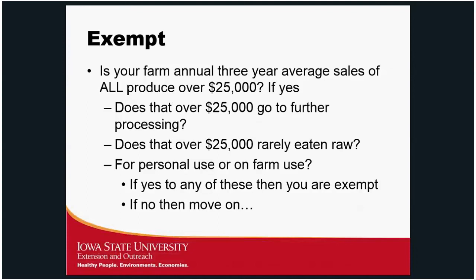Now, if your produce, all produce, is over $25,000, then I have a few more questions for you. Is that produce going to be further processed, meaning is it going to be canned, or have some type of acidification that's going to kill bacteria? Is that produce rarely eaten raw? Is the $25,000 potatoes? Or is that produce for personal use or use on your farm? If you answer yes to any of these, then you are exempt. If you answer no to all of these, then we must move on with our questions.